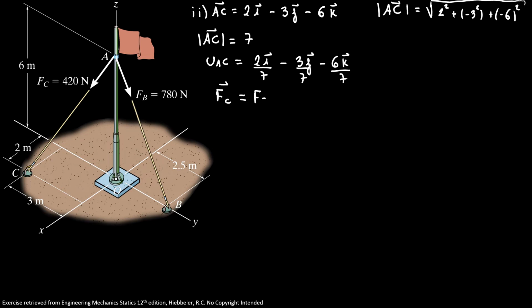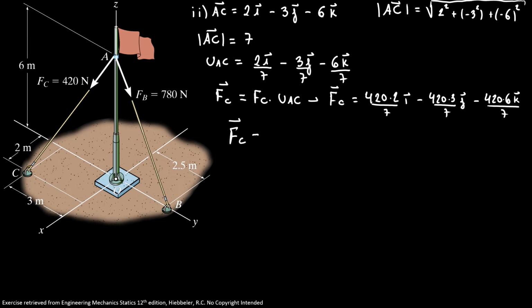So I have the FC times the unit vector AC. So I have the vector FC is 420 times 2 over 7 i minus 420 times 3 over 7 j minus 420 times 6k over 7. So my vector FC is equal to 120i minus 180j minus 360k. So we're gonna keep this information.